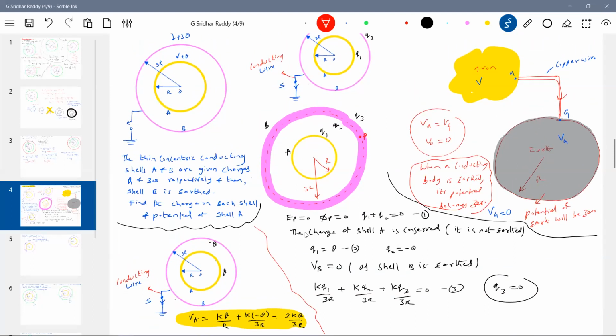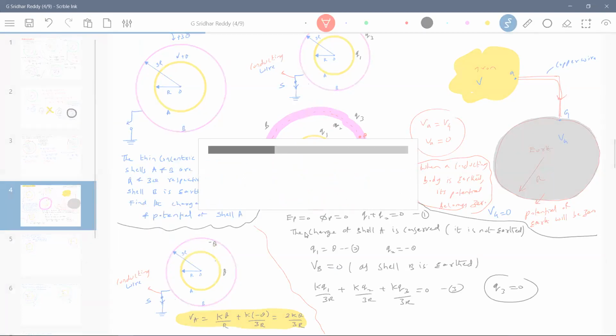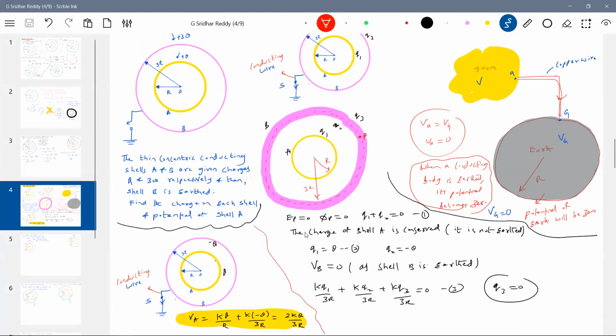Okay, I think I'm giving a complete description of the problem. All these are not concepts, just methods. If you understand one or two or three problems, you can manage very easily.